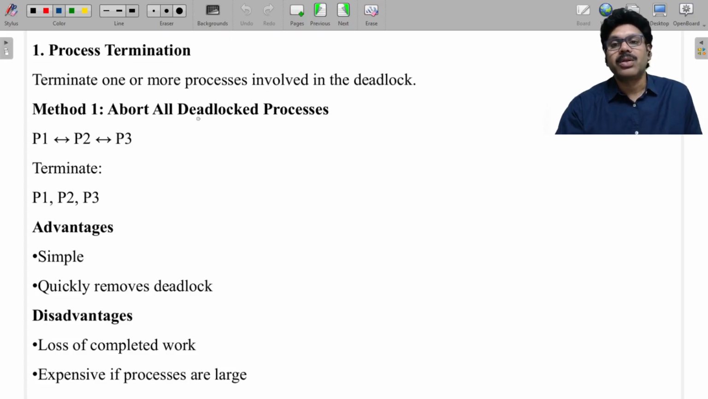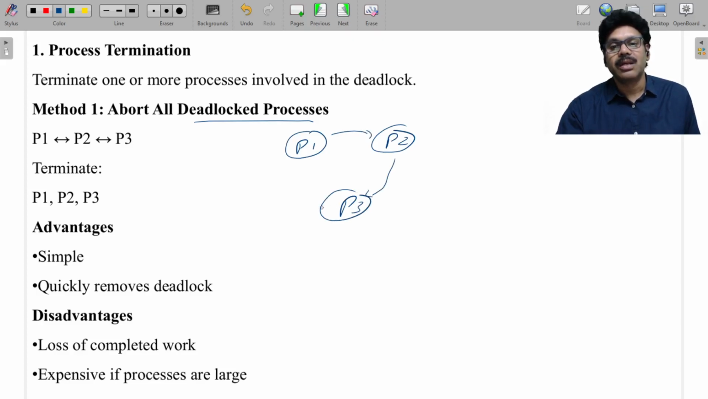Method 1: abort all deadlocked processes. Whoever is involved in forming the deadlock, remove them. So abort all the deadlocked processes. For example, if there is a cycle between P1, P2 and P3, then immediately we understand that a deadlock is detected here. When deadlocks are detected, the processes cannot move further because they are bound to each other. Then in this case, the operating system itself has to remove these cycles. That is, one of the methods is abort all deadlocked processes.